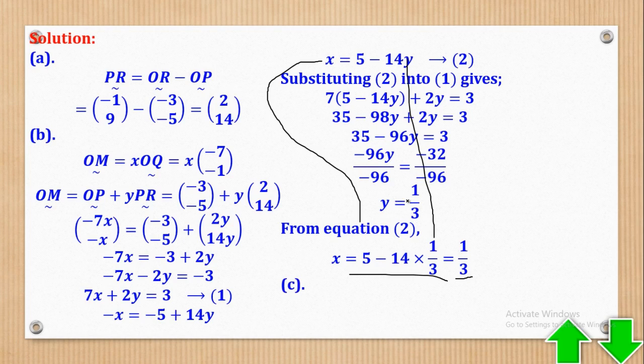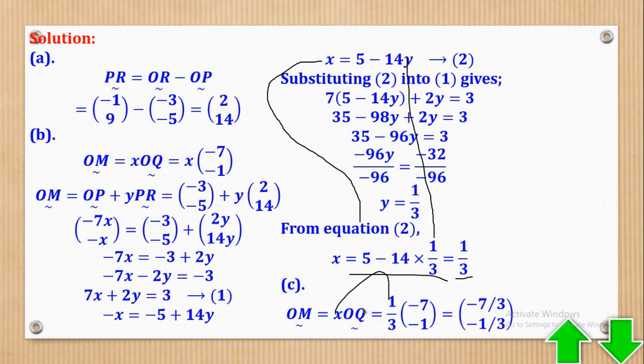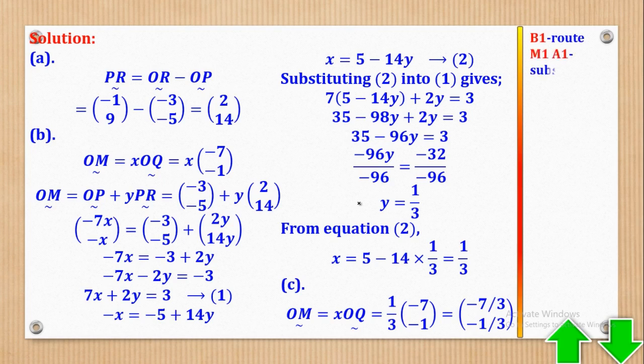Now for part C, they want the position vector of M. So OM is equal to X OQ. So X is 1 over 3 and OQ is that. Therefore, the vector will be negative 7 over 3 and negative 1 over 3. So basically that's what they wanted. Now let's see how much can be awarded.